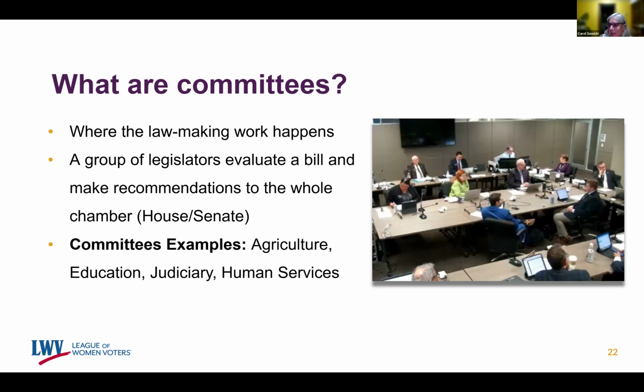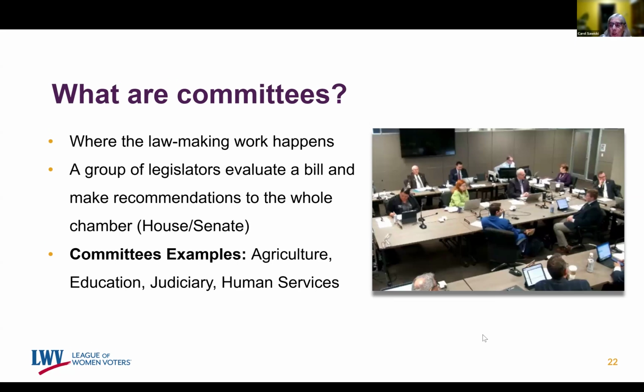There's, I don't know the exact number, but there's quite a few different committees. The committee members, the people who are going to be on certain committees, are assigned those committees during the organizational session, which already happened. So they already know which committee they're going to be on. And each legislator is on, I believe, four different committees, sometimes more, I think.